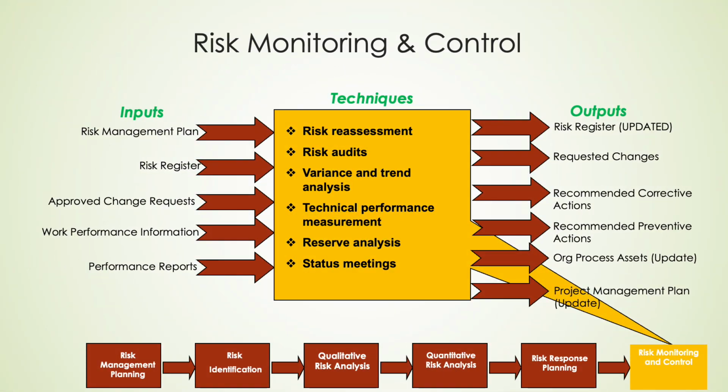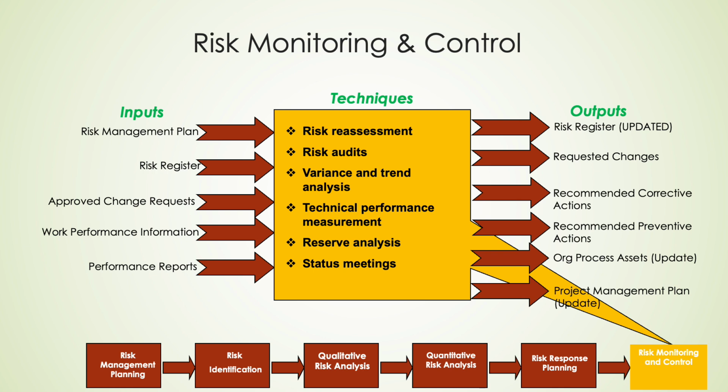Risk monitoring and control is the dynamic process of tracking identified risks, evaluating the performance of risk responses, and identifying new risks throughout the project lifecycle. It relies on inputs like the risk management plan, risk register, and performance reports, and employs techniques such as risk reassessments, audits, variance analysis, and reserve analysis to ensure risks are managed proactively. Regular status meetings help maintain alignment and responsiveness to changing conditions.